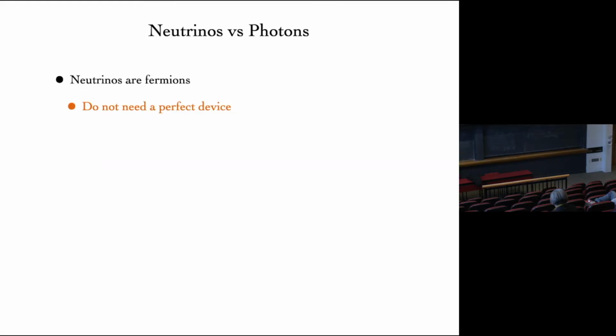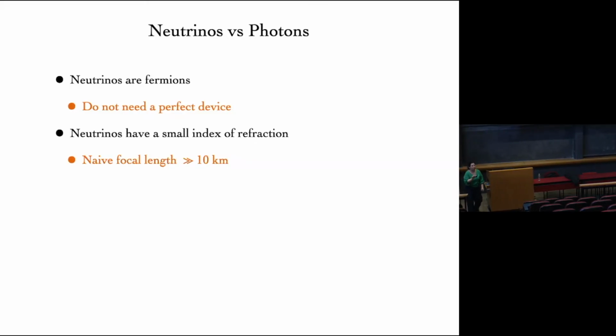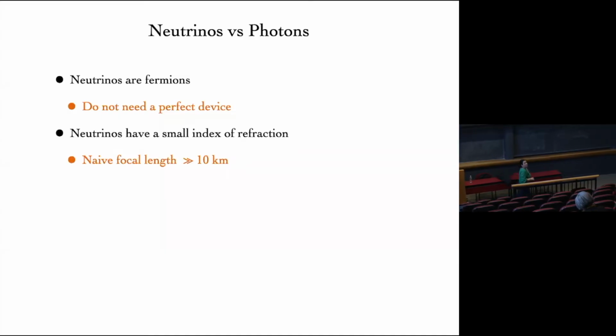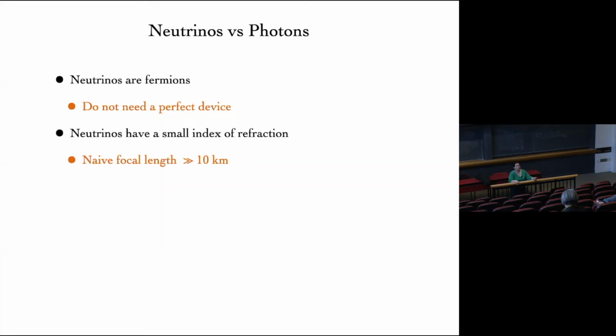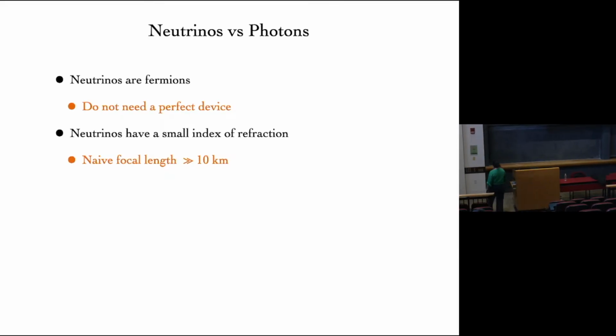Another thing: if you apply the famous lens maker equation, it tells you that the focal point of a thin lens is the aperture of the lens divided by n minus 1, the difference of the index of refraction from 1. So if you try to build a lens, you find that the focal point is more than 10 kilometers away. So good luck trying to build a construction like that. So traditional optics thinking doesn't really work either.